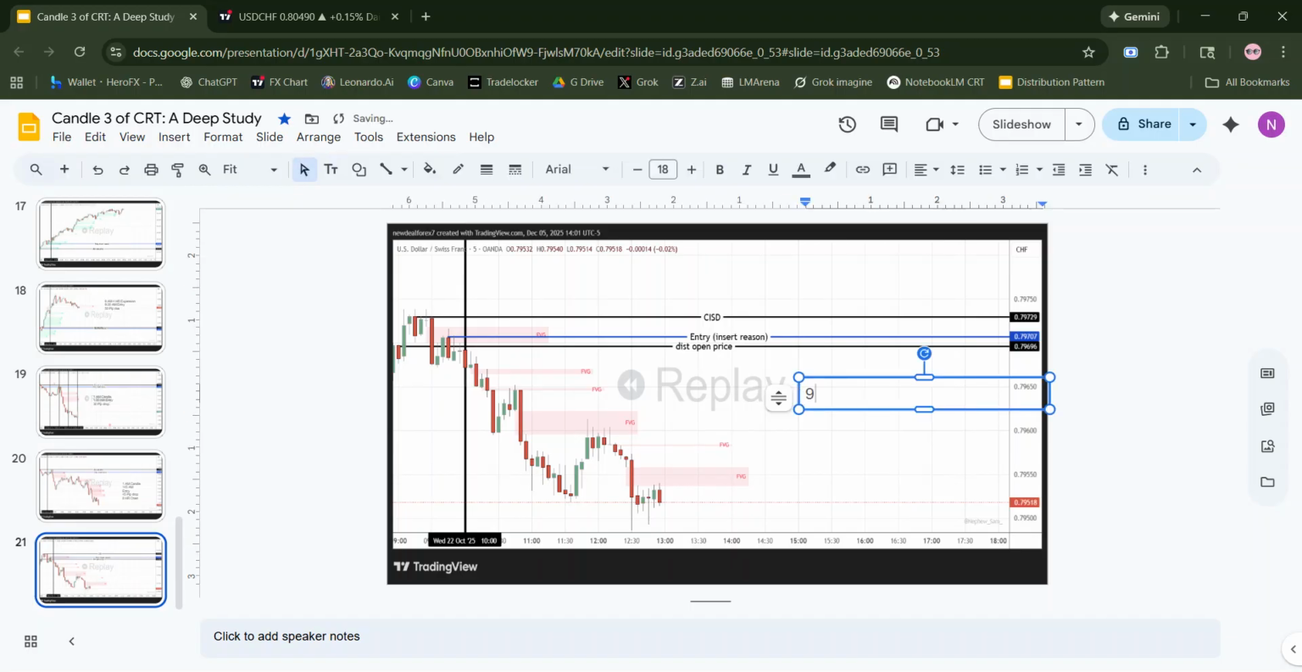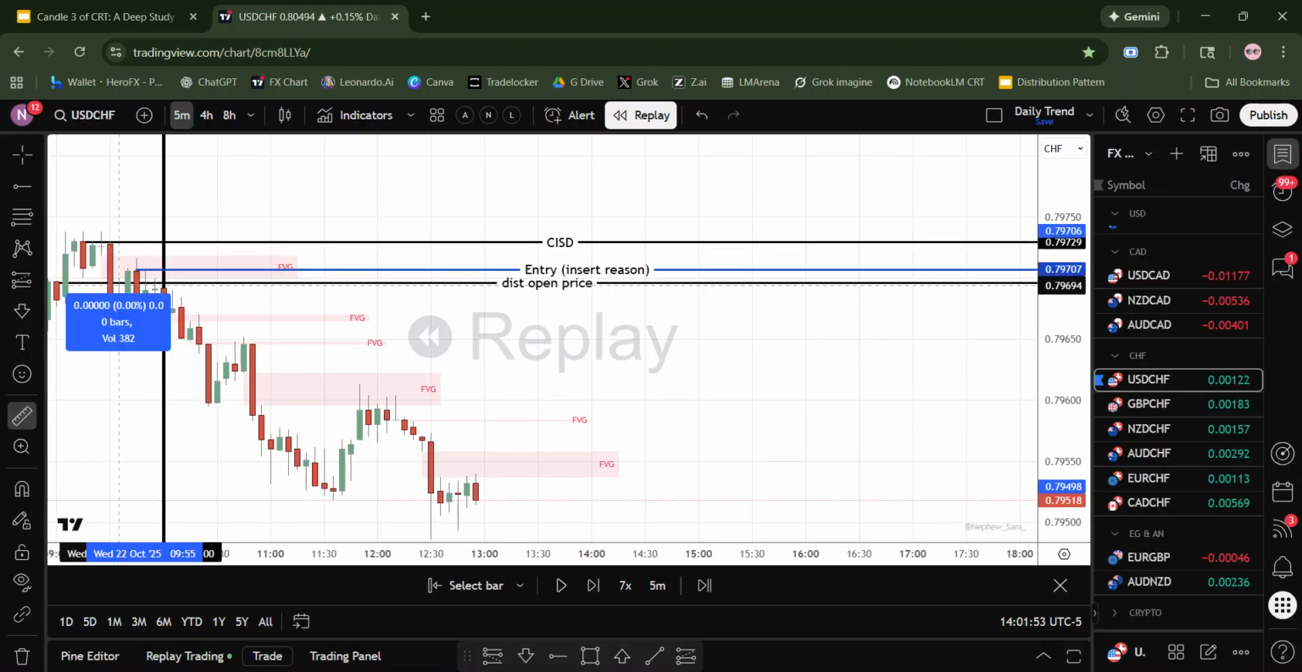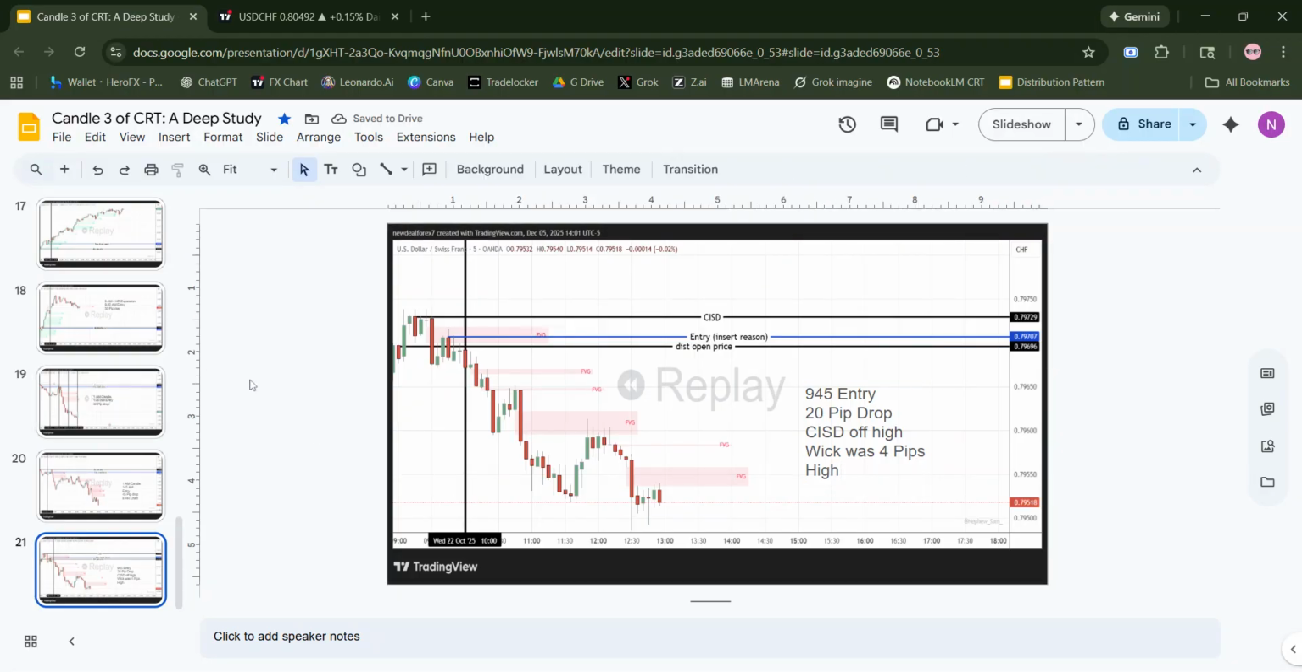So this was a 9:45 entry, 20 pip drop, change the state of delivery off high. How tall was the wick? From the open price it went up 4 pips. Okay, and that's it. So you just build a little screenshot library of these, and that's it.